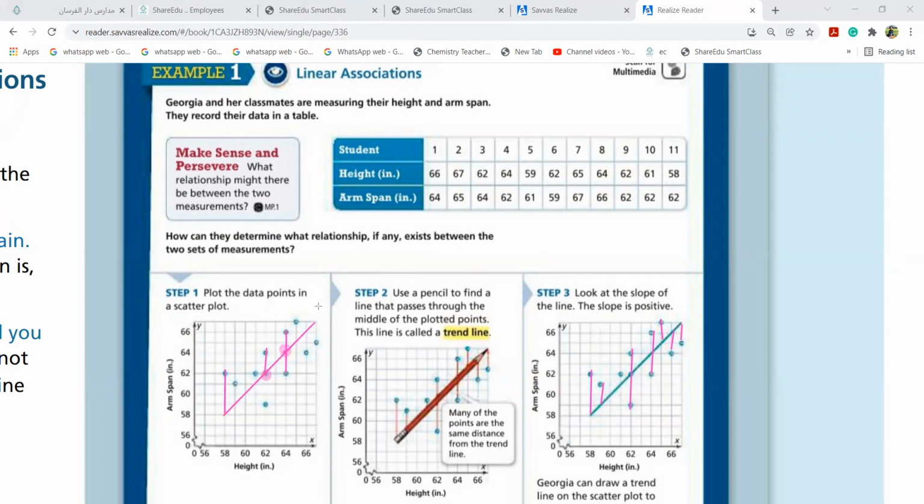So this straight line wasn't there. This line is called a trend line. Use a pencil to find a line that passes through the middle of the plotted points. Whatever you have plotted, you just see the middle point of that. For example, see, this is a straight line. You just see the middle of the line. Here you have two important middle points, one here and one here. With this, you will just make a straight line.